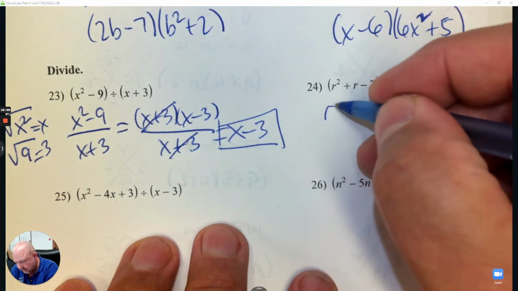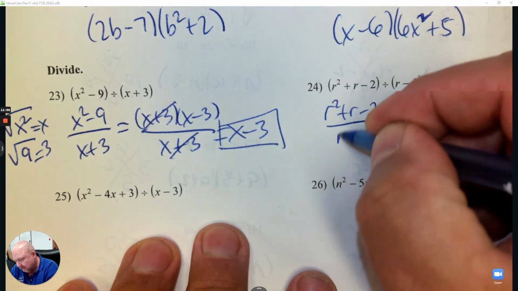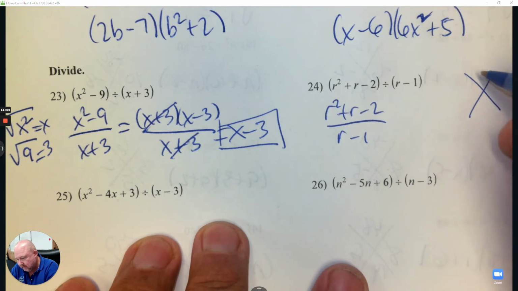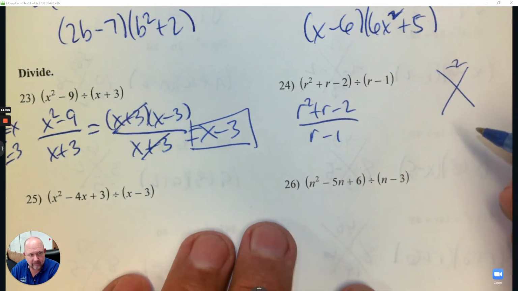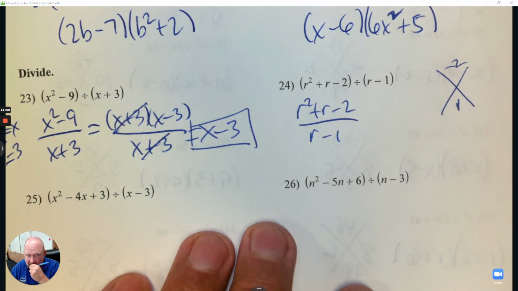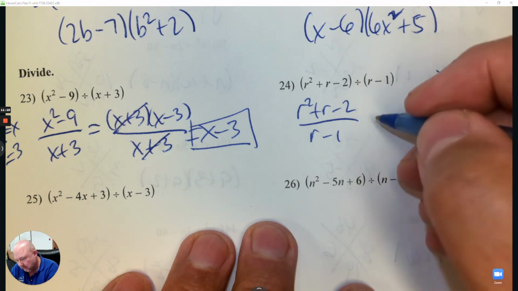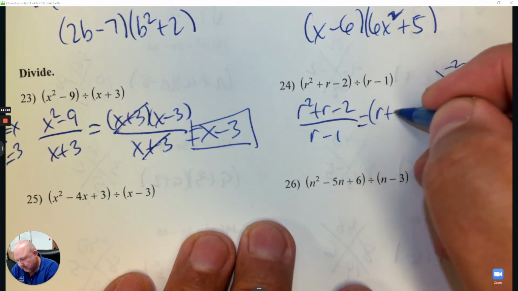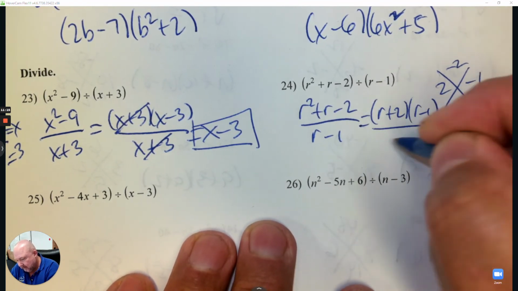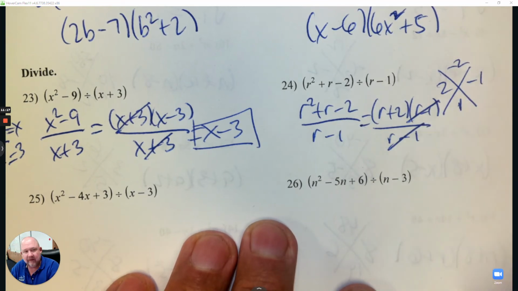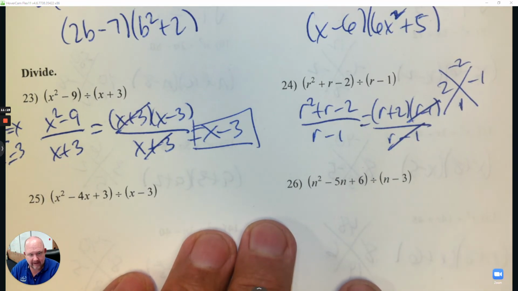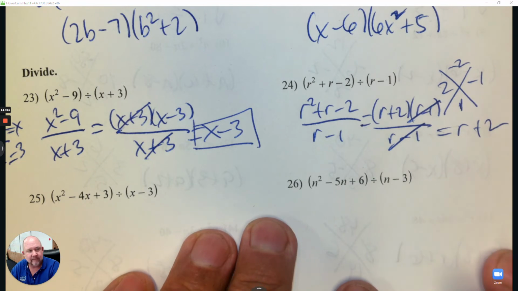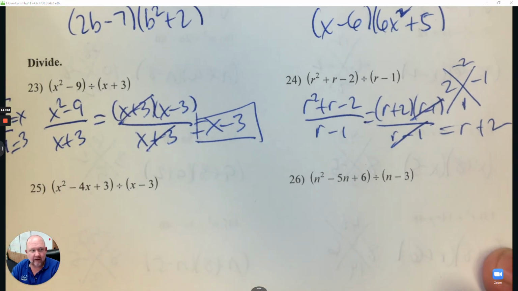All right, let's try that again. We're going to write it as a fraction. I'm going to factor the numerator. So two numbers that multiply to negative 2, and the same two numbers add to 1. So that's 2 and negative 1. So we have 2 and negative 1. And then divide out the common factor, and then you're left with your answer. All right, we're almost there.